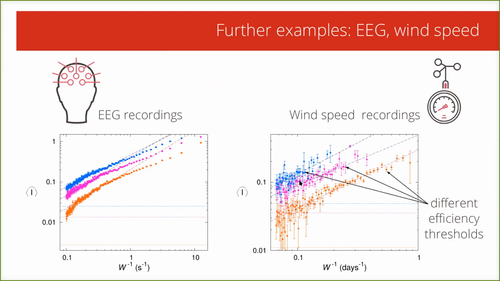Just a couple of other examples. Here you see the data for EEG recordings. So again, human brain, electrophysiological recordings of human brain, and also for a completely different system, which is the atmosphere. Here you see the results for wind speed recordings. Now, the different curves that you see in these graphs correspond to different efficiency thresholds. I have no time to go into details of that, but also this shift between these curves is also explained by the model of delta-like shared events.